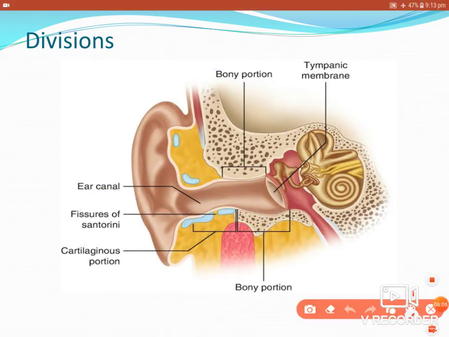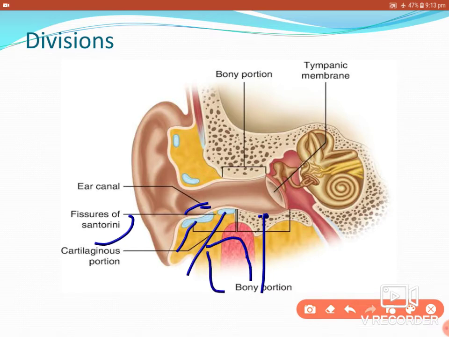At the antero-inferior part of the cartilaginous canal there are the fissures of Santorini, and at the antero-inferior part of the bony canal there is the foramen of Huschke. Through this fissure and foramen, infections can spread from the parotid and infratemporal fossa towards the canal and vice versa.